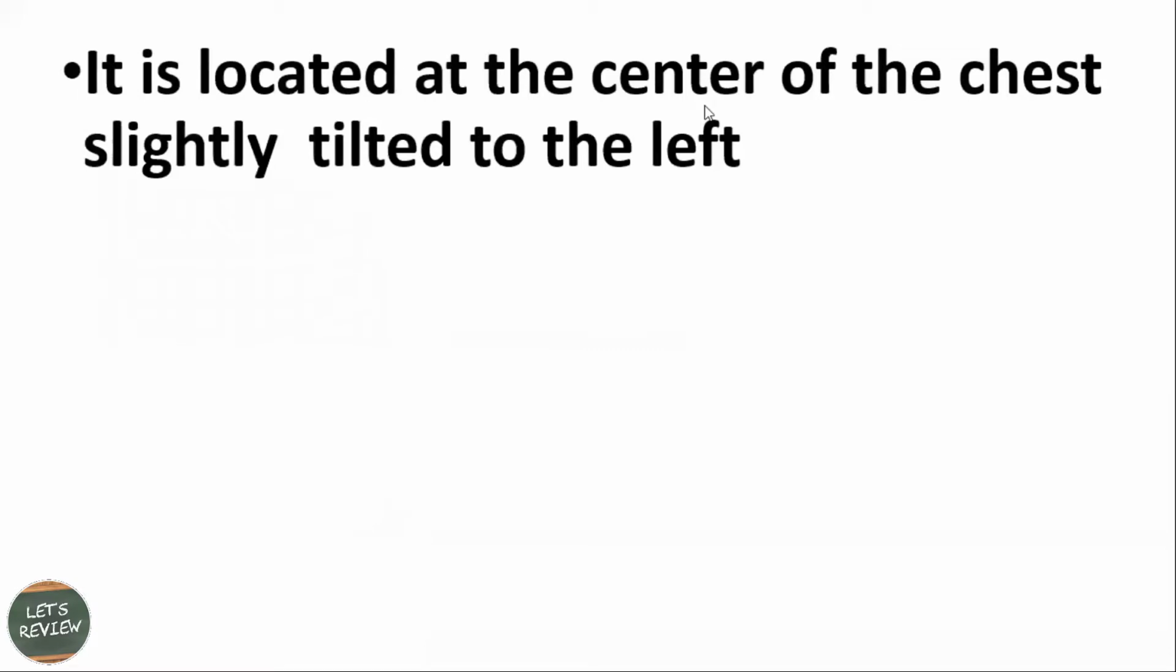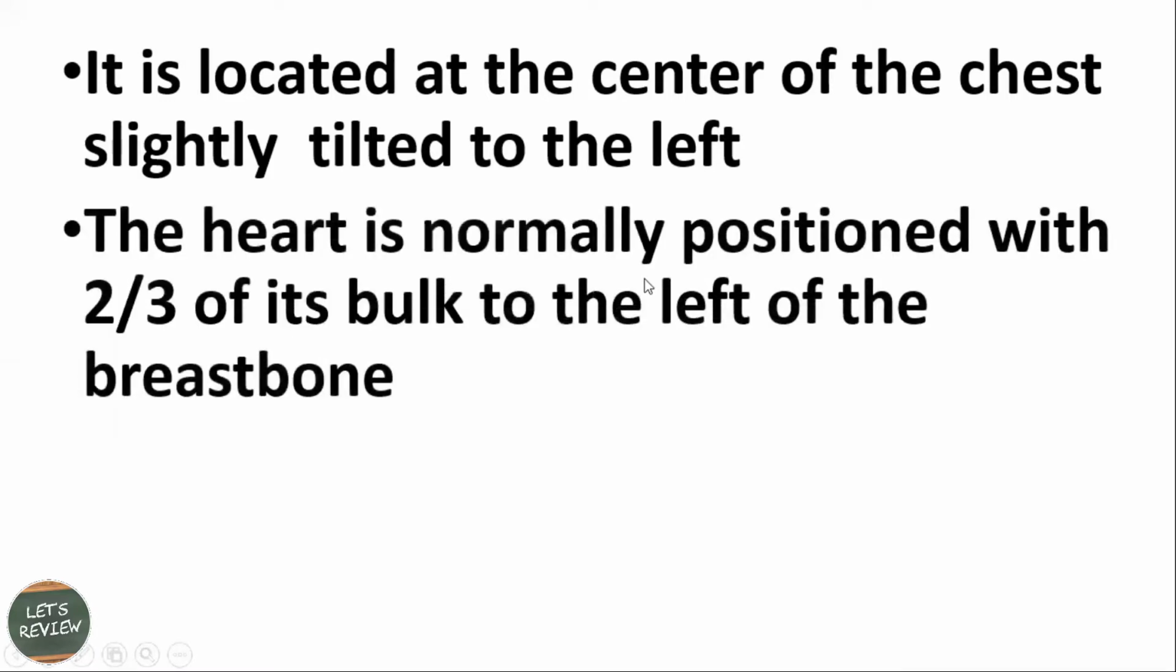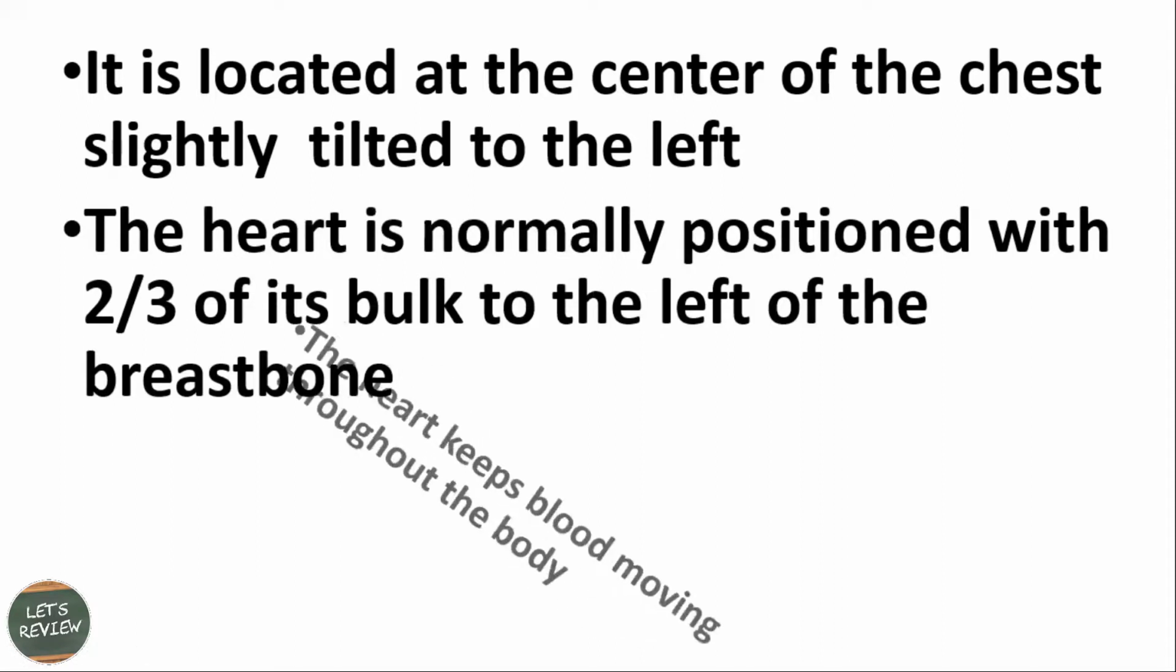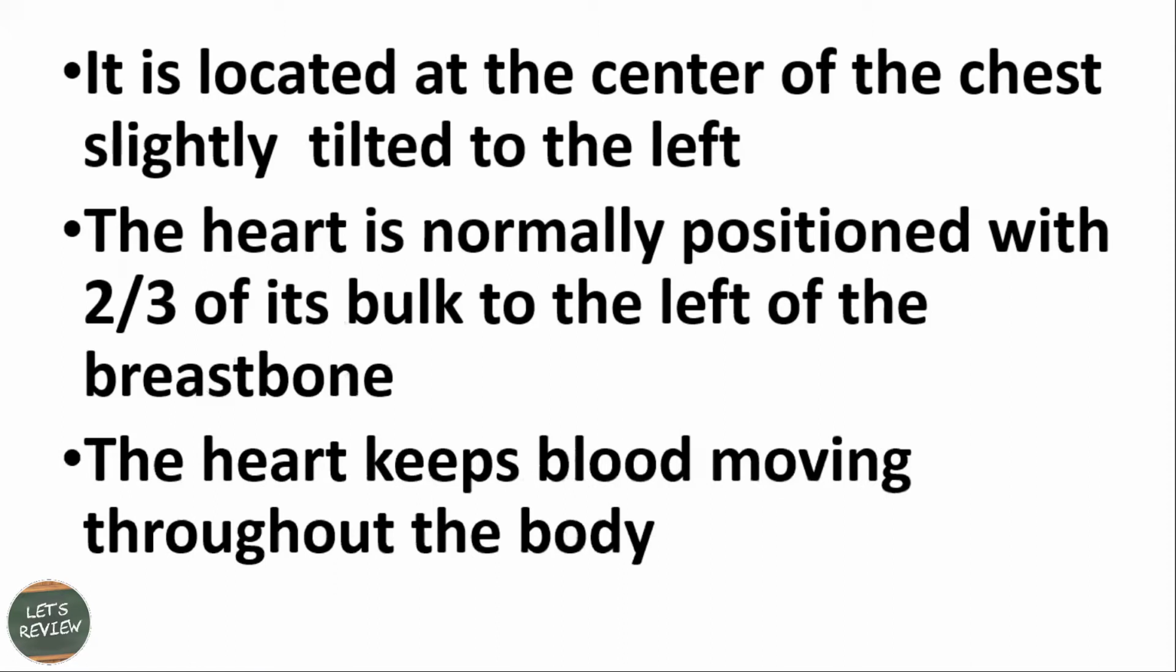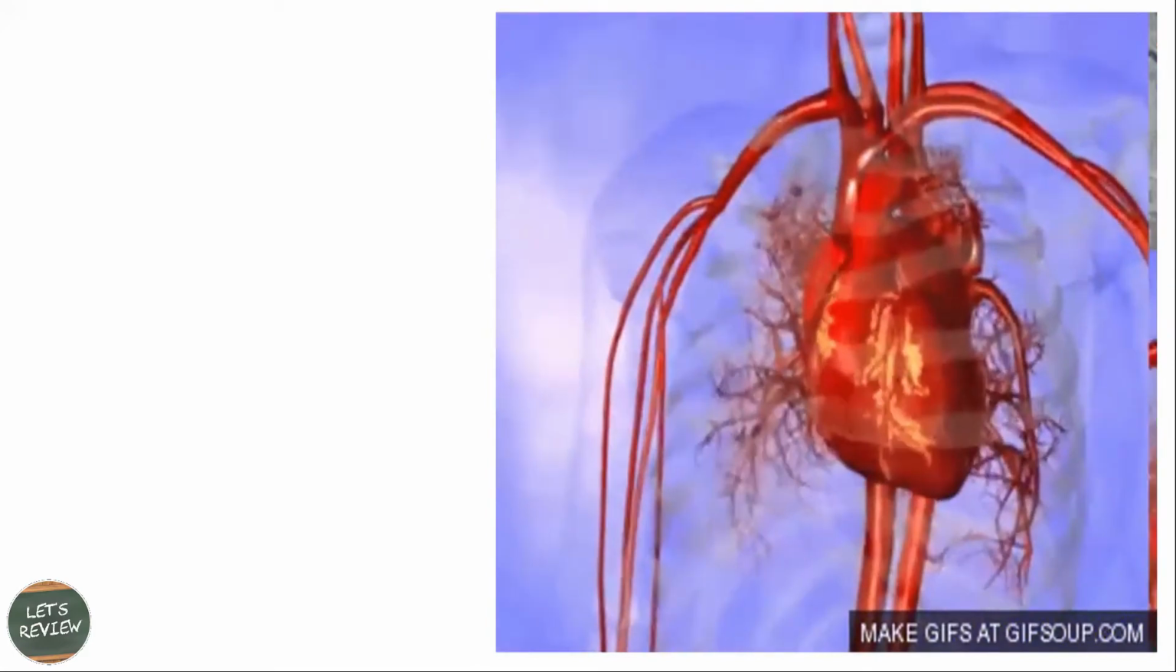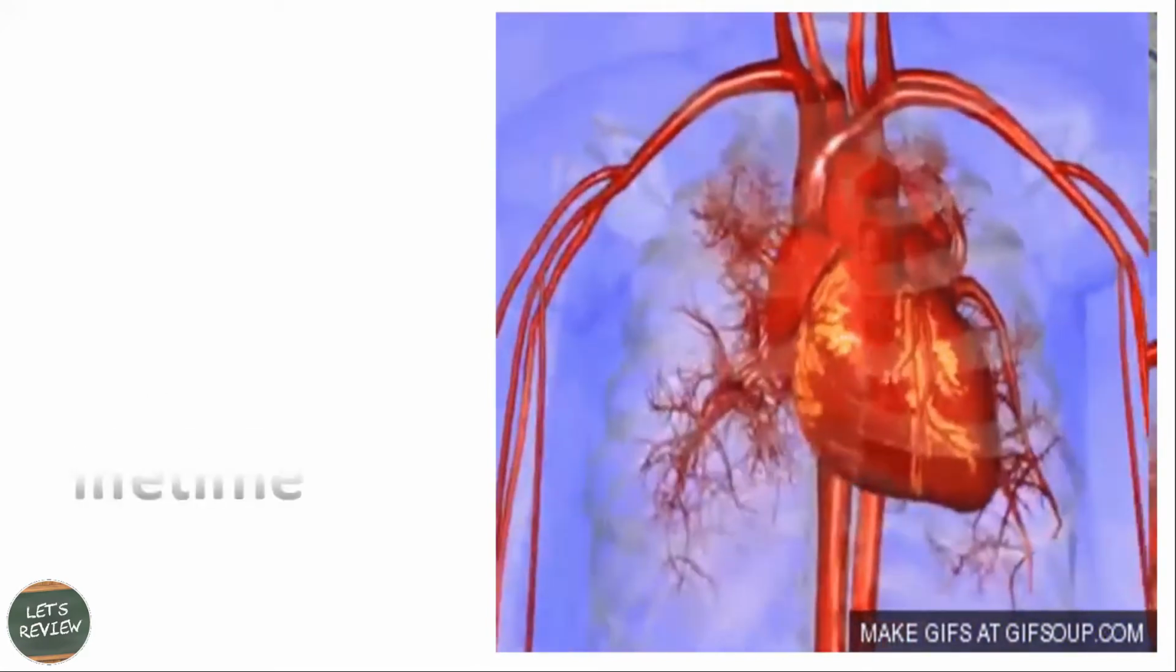It is located at the center of our chest and it is slightly tilted to the left. Aside from that, the heart is normally positioned with two-thirds of its bulk to the left of the breastbone, and the heart keeps blood moving throughout the body. The heart is composed of muscle called the cardiac muscle, and this one is involuntary.